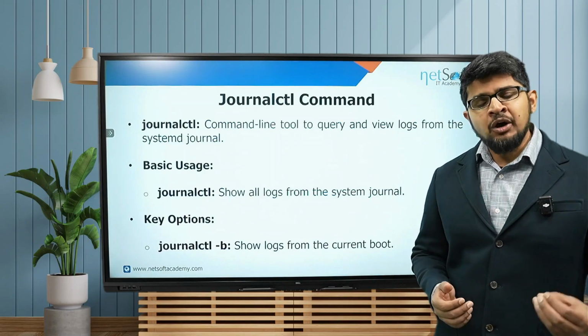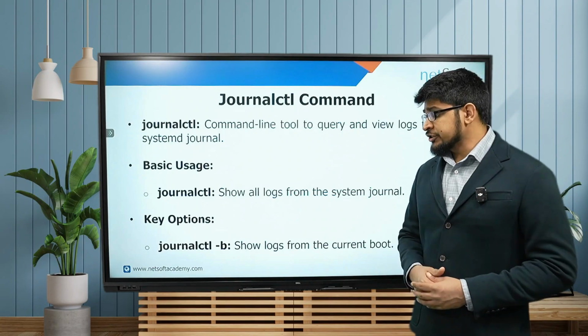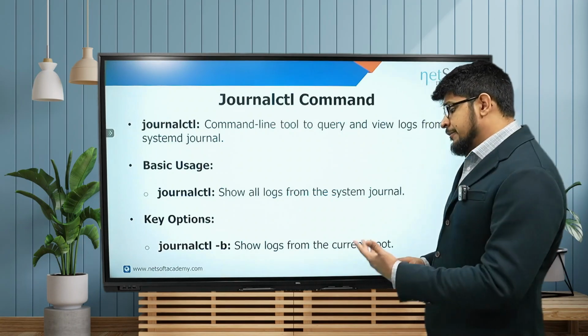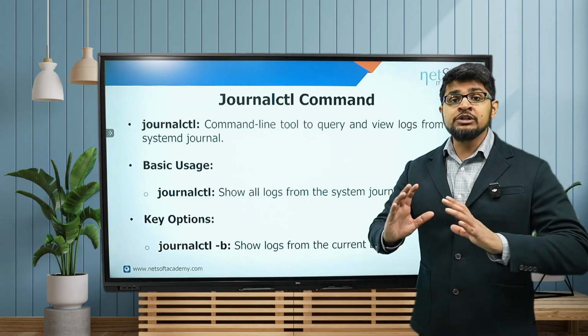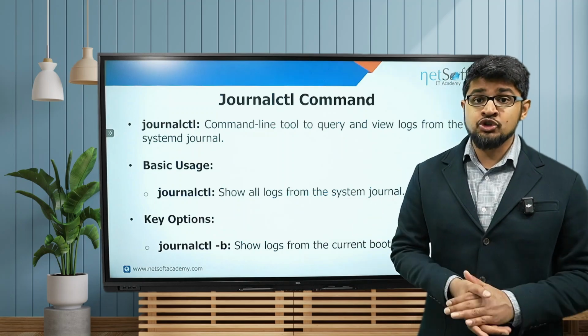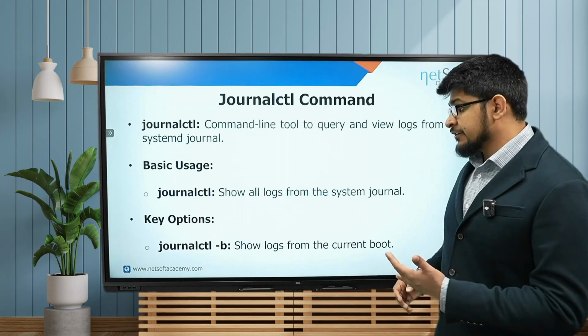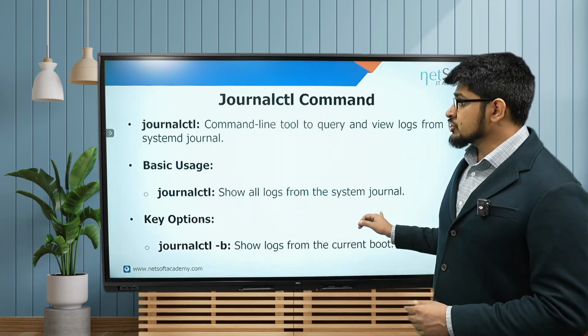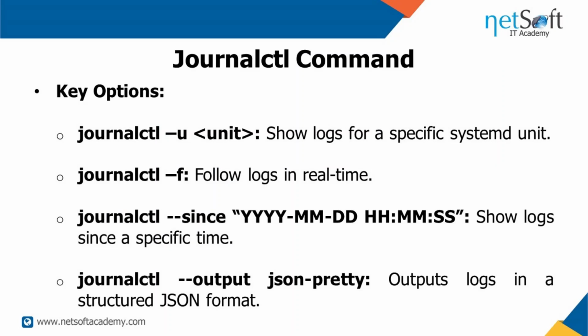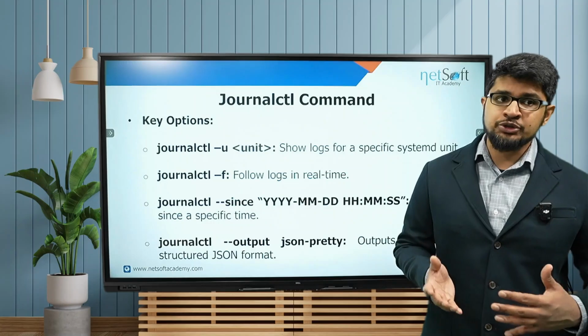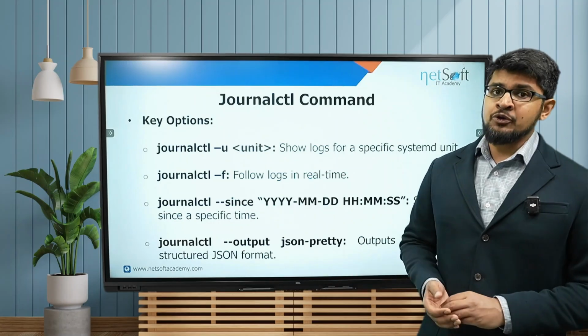You can include helpful options with journalctl, such as -b, for example, to only show certain journaled entries, in this case, from the current boot. You can also show entries from certain units. You can follow the journal in real time as more entries are added to it. You can even filter since or until a certain time, and you can even format the output.